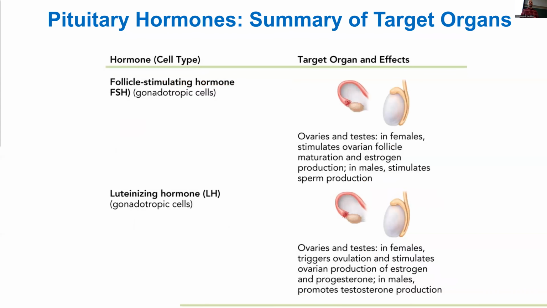We also have the anterior pituitary producing follicle stimulating hormone, which targets the ovaries and testes. In females, this stimulates follicle maturation and estrogen production. In males, it stimulates sperm production, so important hormone for reproduction. Also luteinizing hormone, which again is important for reproduction, specifically the production of estrogen and progesterone. And in males, it promotes the production of testosterone in the gonads.